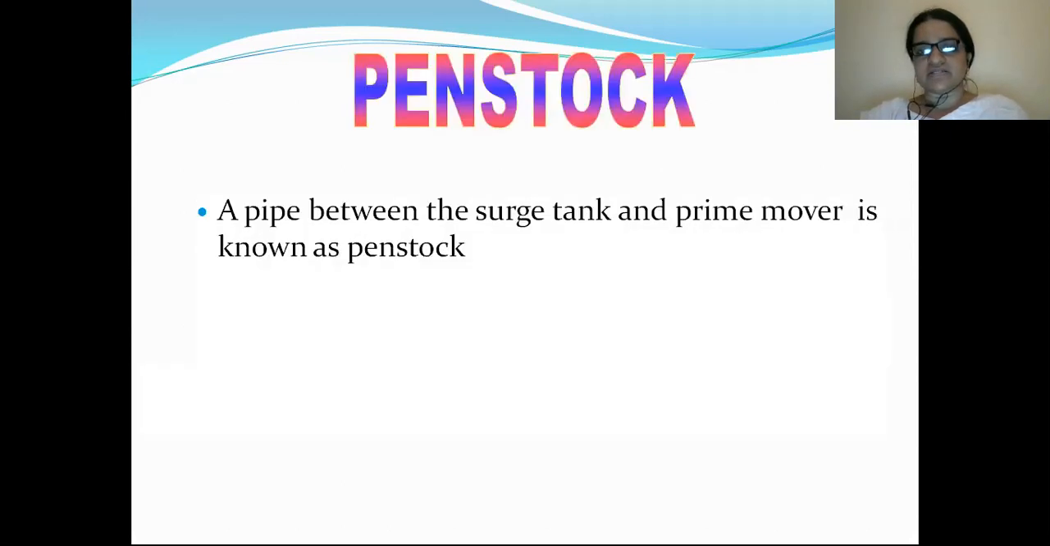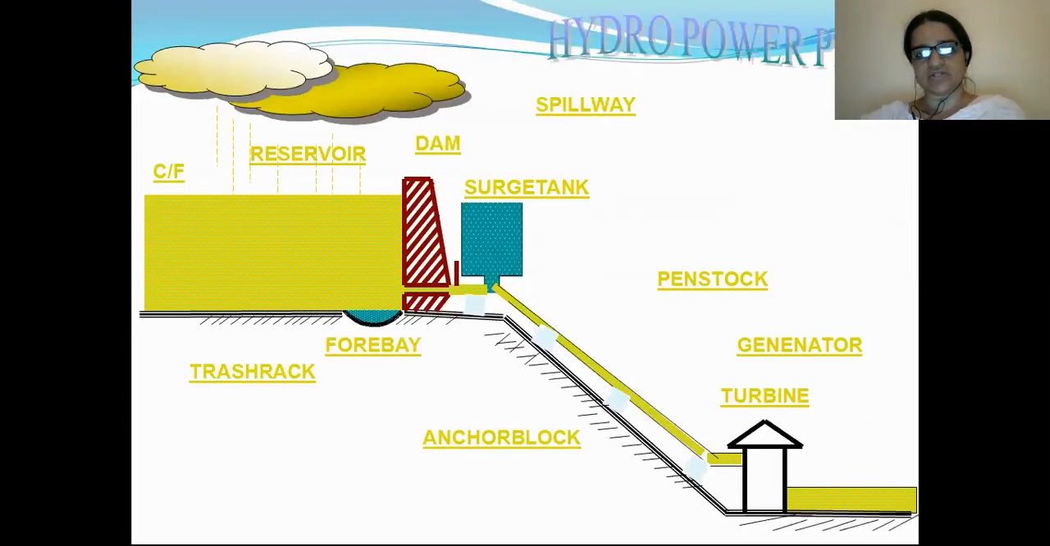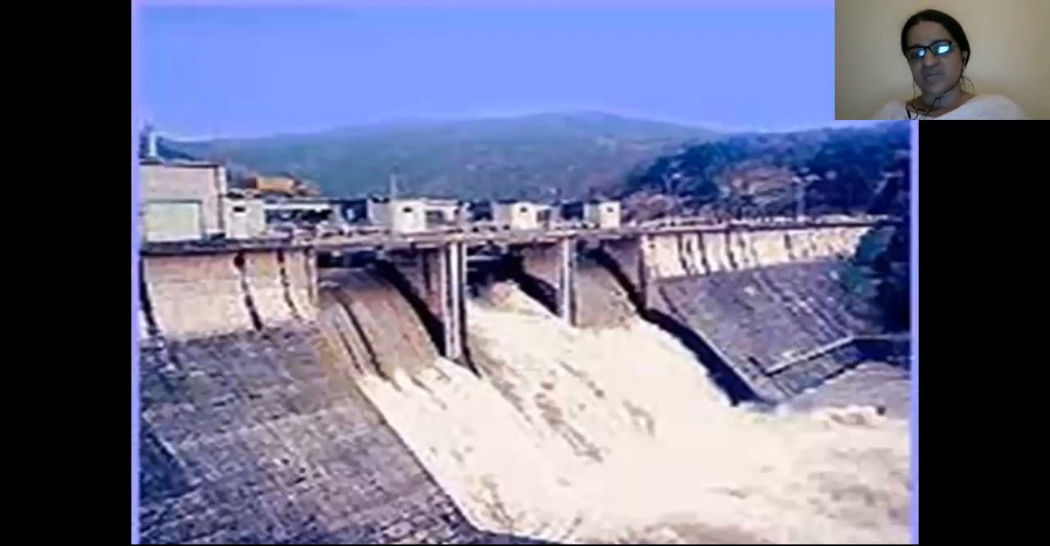Next is penstock. I already have told about penstock. It is a pipe between the surge tank and prime mover. Surge tank is placed immediately after the dam to adjust the pressure levels in the penstock, to maintain the same amount of pressure in the penstock. You use a surge tank. So the penstock connects from surge tank to turbine.